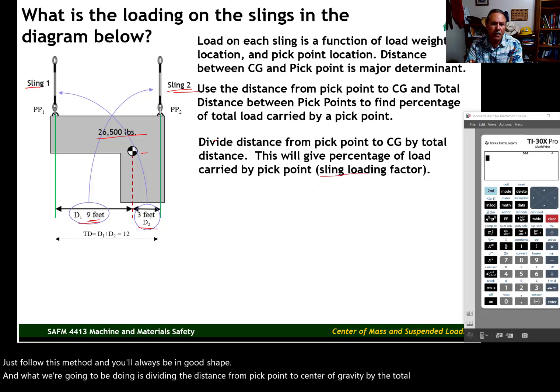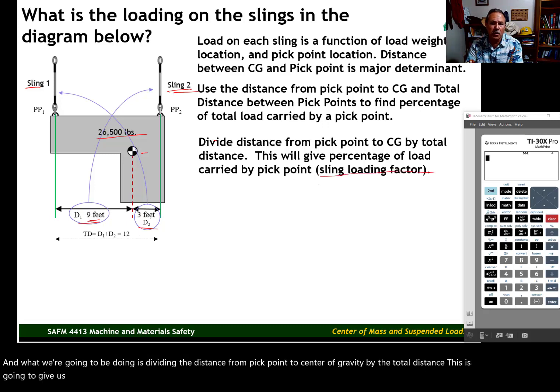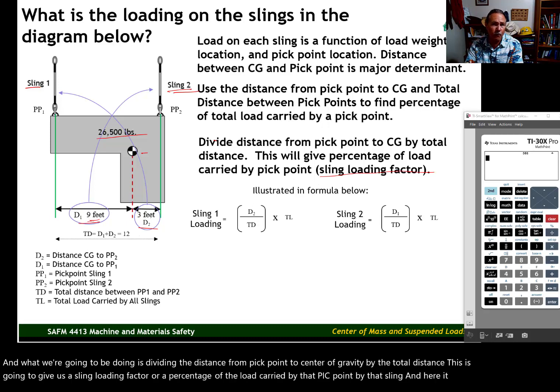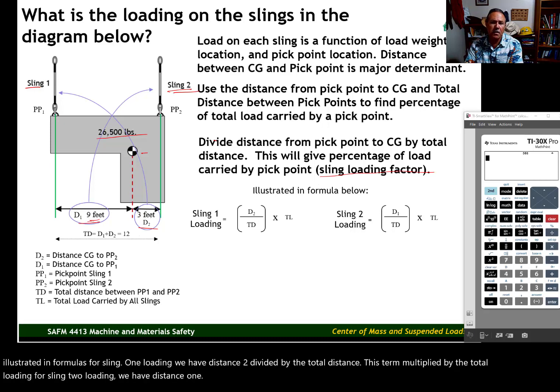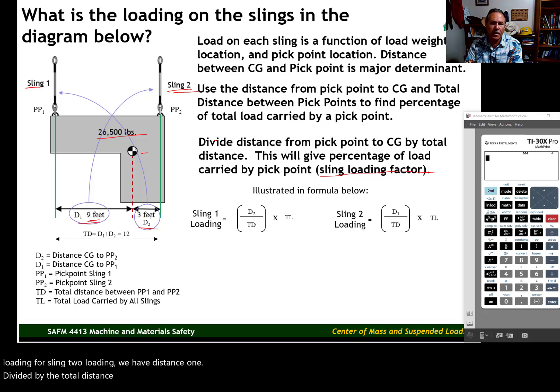This is going to give us a sling loading factor, or a percentage of the load carried by that pick point, by that sling. And here it is illustrated in formulas. For sling 1 loading, we have distance 2 divided by the total distance, this term multiplied by the total loading. For sling 2 loading, we have distance 1 divided by the total distance multiplied by the total loading. I have variable names illustrated over here.